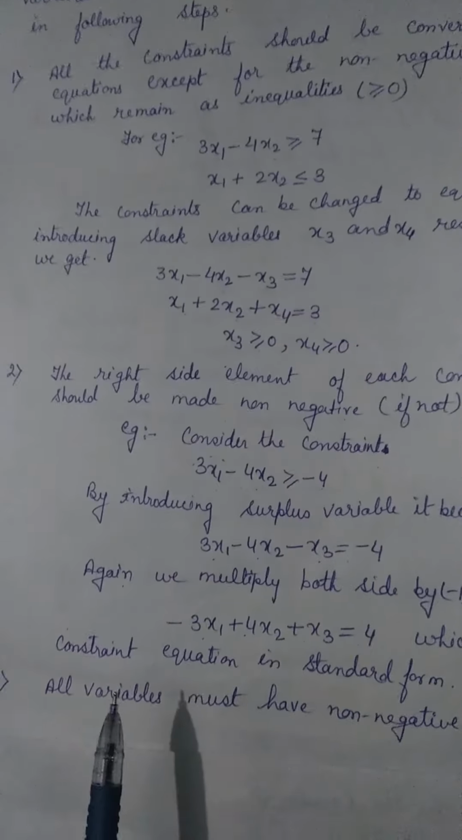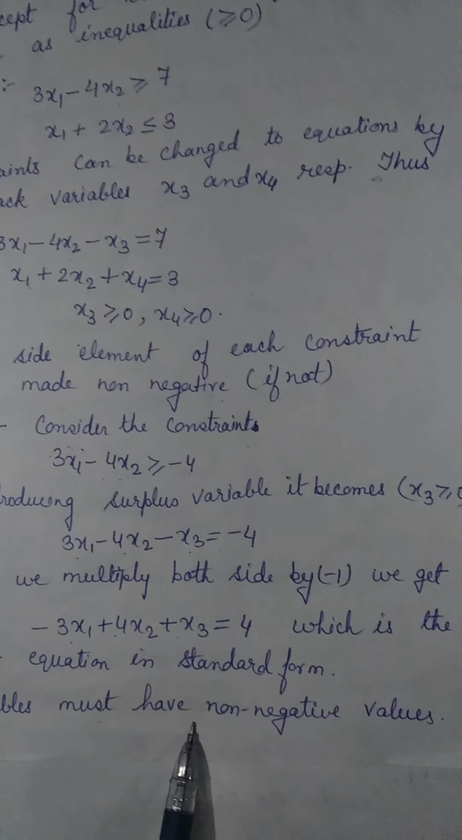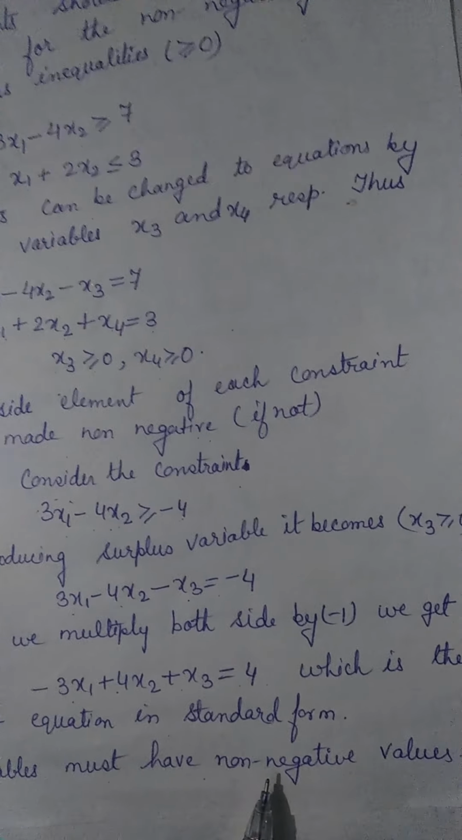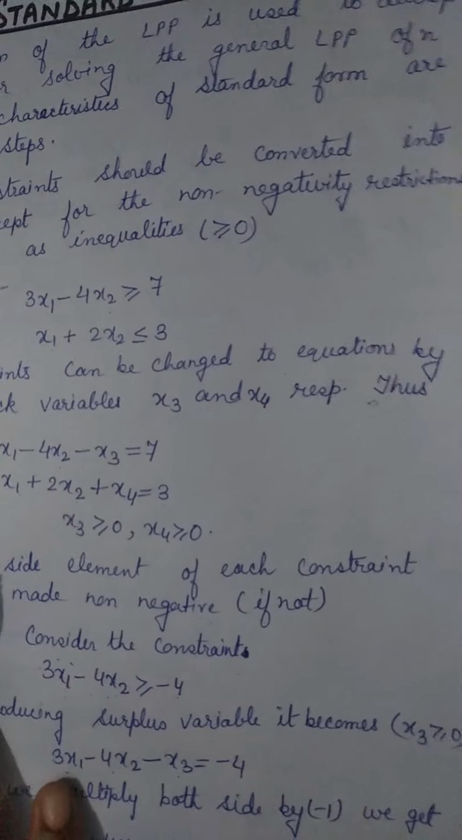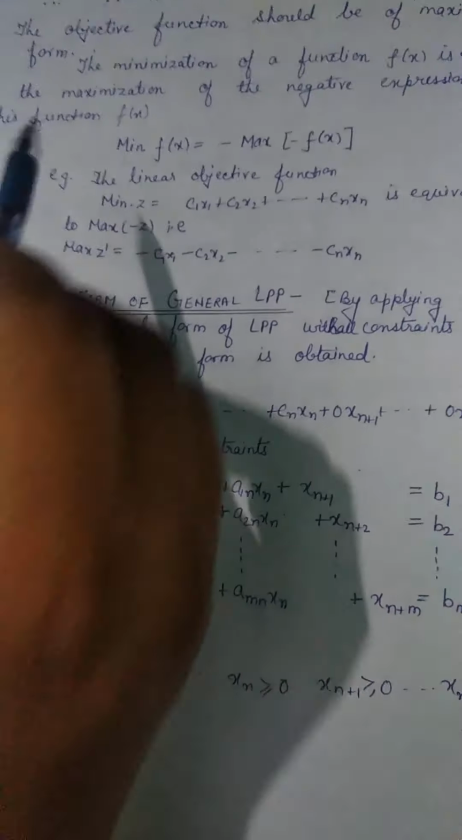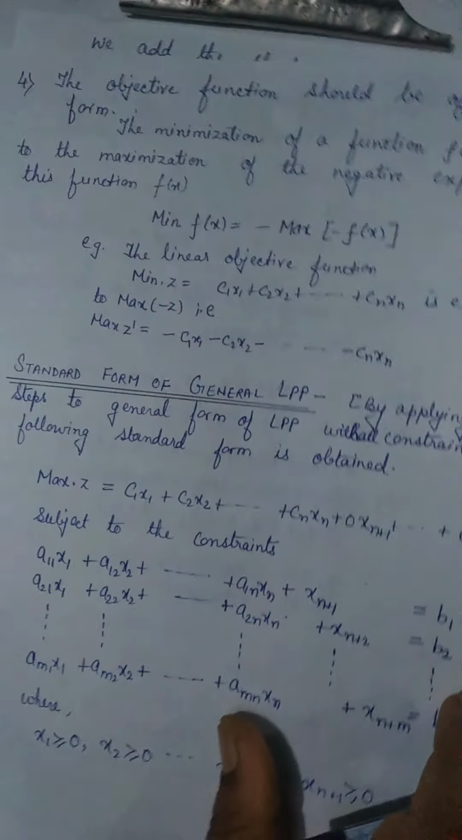The third step is that all the variables must have non-negative values. Let us move to the fourth step: the objective function should be of maximization form.